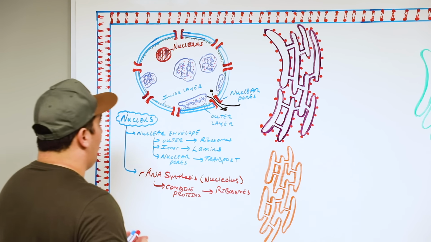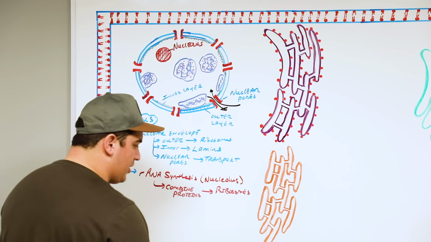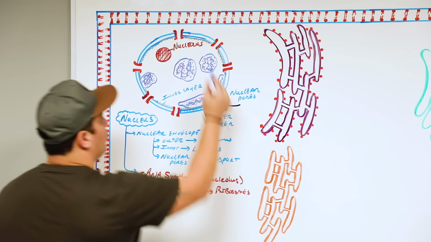The last part of the nucleus is all of these blue structures. You see all these blue structures that are dispersed throughout, I made circles around them.